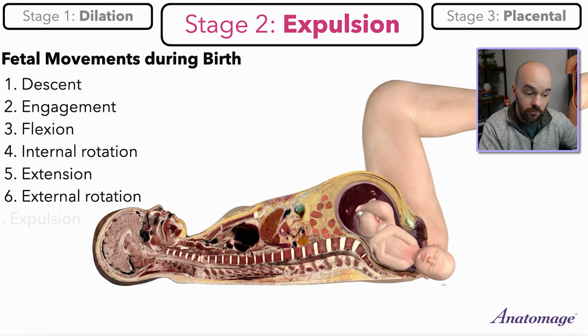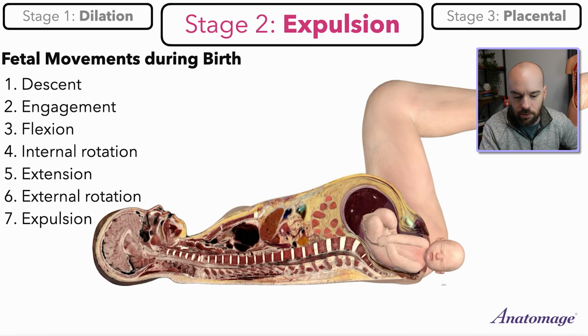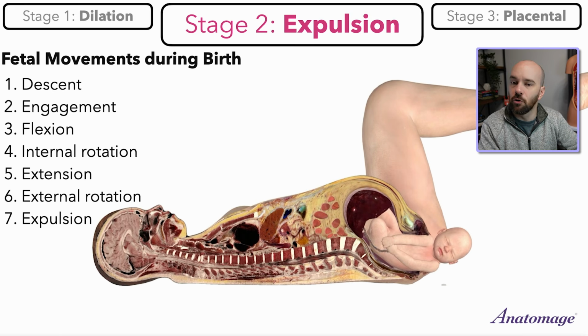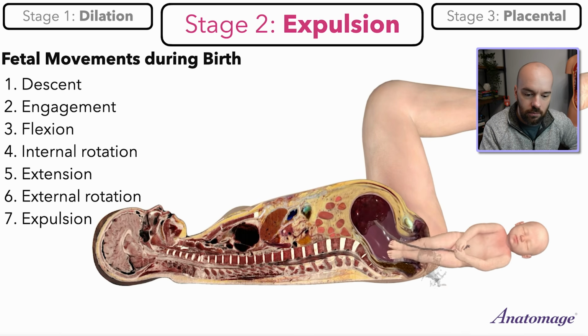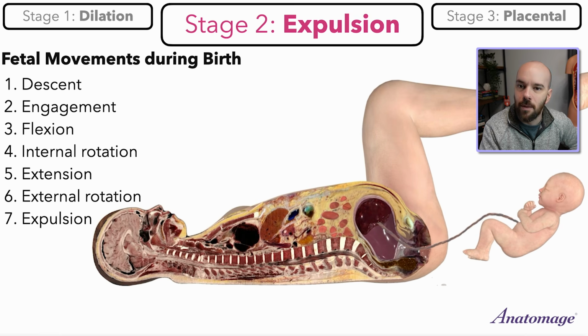Finally, we're going to have the final expulsion of the baby. So here we're going to have the anterior shoulder, posterior shoulder. And once the two shoulders are through, the rest of the baby is going to slide out pretty quickly because the widest parts were the head and then the shoulders. The rest of the body is going to be narrower than those. And so it's going to slide out pretty quickly right there. And we have the baby has been born.